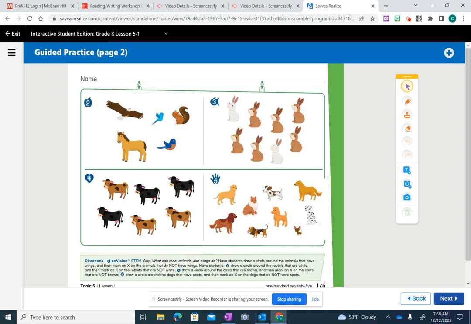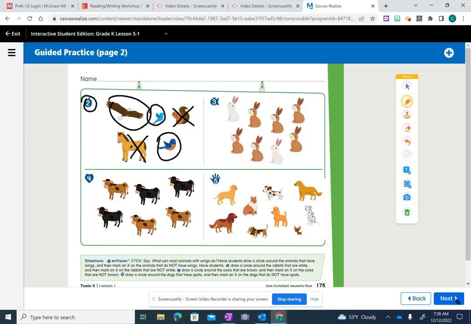Okay, let's take a look at this page. Put your finger on number 2 up with the apple, and it says, what can most animals do with wings? So what do most animals do with wings? They use them to fly. That's right. So we're going to draw a circle around the animals that have wings and then mark an X on the animals that do not have wings. So an eagle has wings, a bird has wings, a squirrel does not, a horse does not, a bird has wings. So in number 2, we had 1, 2, 3, 4, 5 animals. 3 had wings and 2 did not.